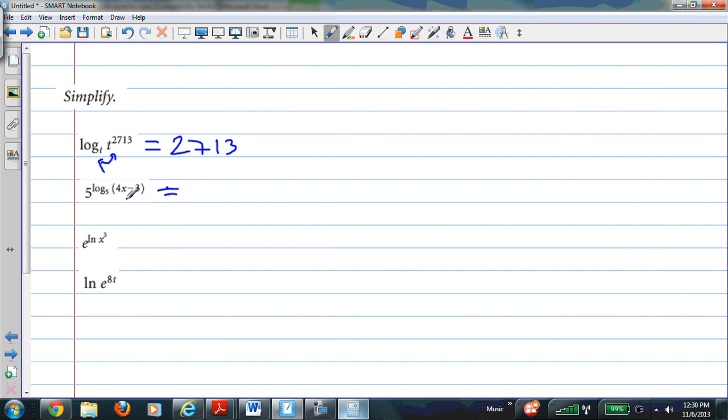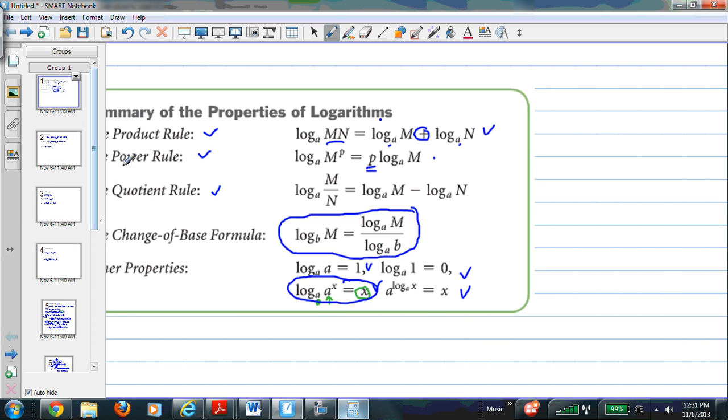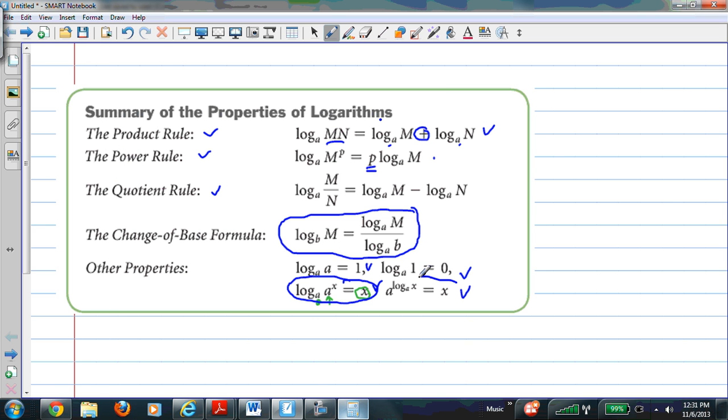Next one, 5 to the power log base 5 of 4x minus 3. So again, this is one of those inverse properties. The bases match, so we're just going to be left with 4x minus 3, whatever's inside that logarithm. So again, it's using one of those properties on the list. This property right here. If you have an exponential expression where the exponent is a logarithm and the bases match, we'll be left with whatever is inside the logarithm.